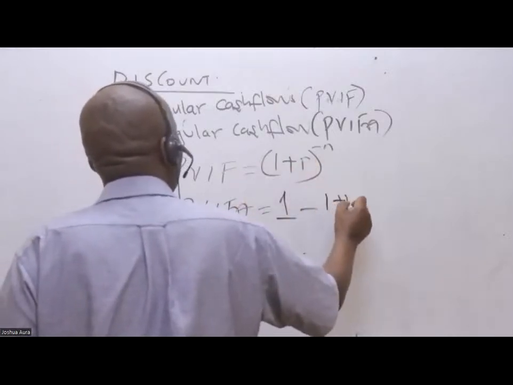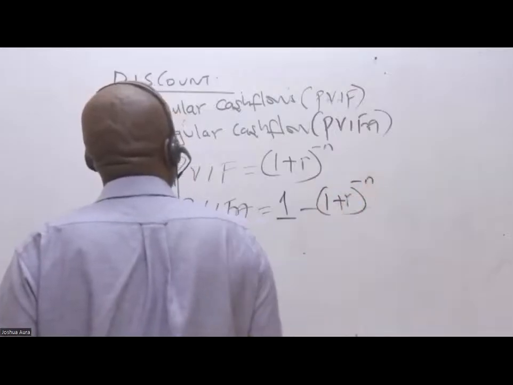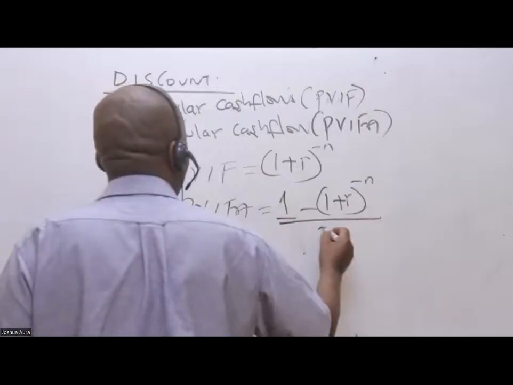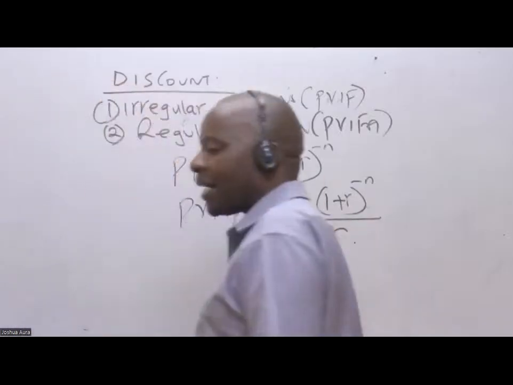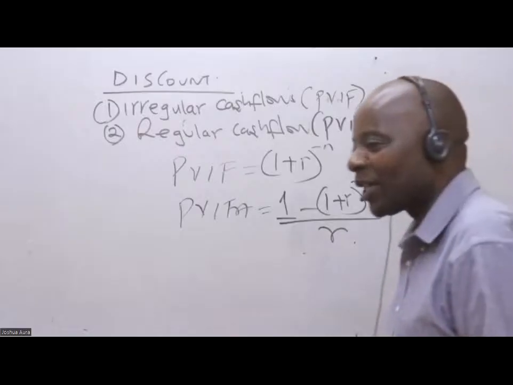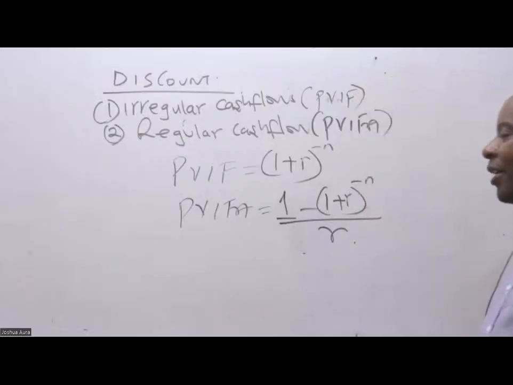1 minus the easier formula, and then everything you divide by R. Everything you divide by R, like that.